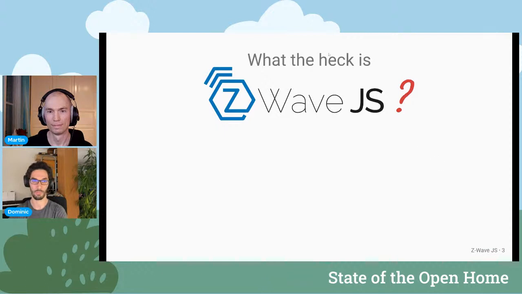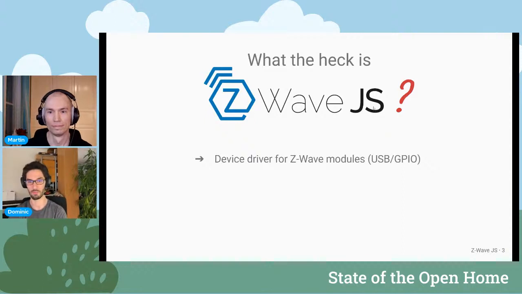You might ask yourself, what the heck is Z-Wave JS? Simply put, it's a device driver for Z-Wave modules, so USB sticks or Raspberry Pi hats you can put on your GPIO board, and it enables you to talk to Z-Wave devices. You can fire up an application that uses it, or write a little script and start controlling your devices with it. It's built in Node.js, so it practically runs anywhere with a little bit of computing power, though not on embedded devices.